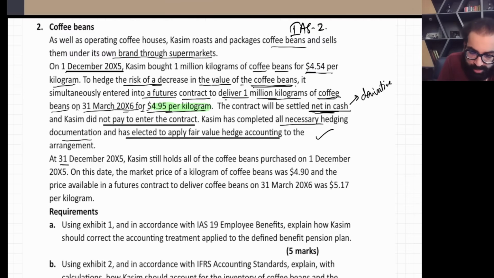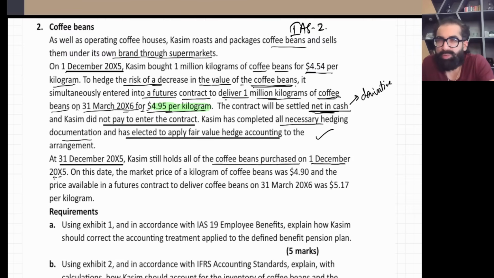Now see, this is the year end. Now it's very interesting. At 31st December X5, Qasim still holds all of the coffee beans purchased on 1st December X5. Okay, so after 1 month the inventory is still with us. And yes, you know the rules of fair value hedge accounting.